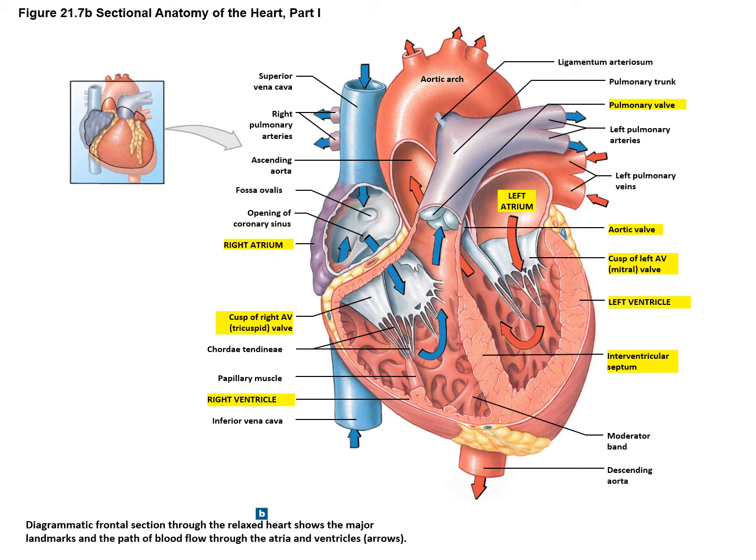Blood will then travel back from the lungs via the red arrows to the left pulmonary veins in the back and enter the left atrium. From the left atrium, it will then pass into the left ventricle, where it passes through this next one of our valves, the left atrioventricular valve, or the mitral valve, also called the bicuspid valve.